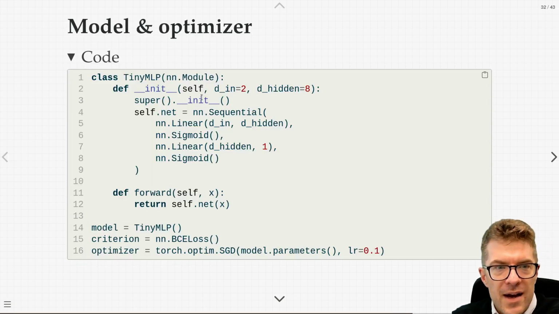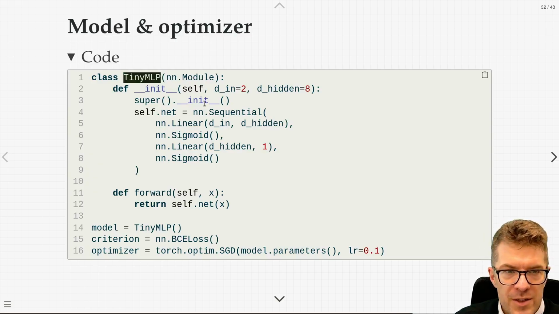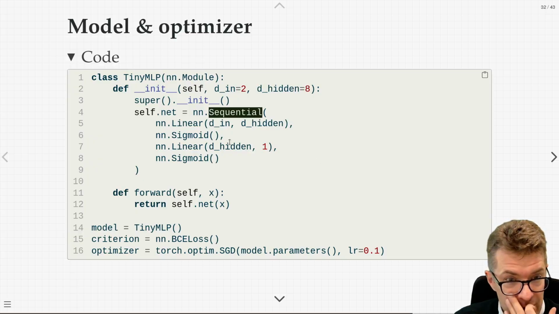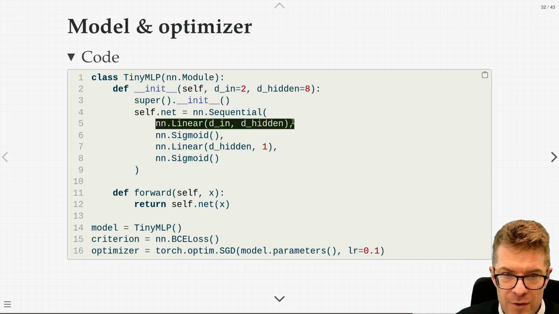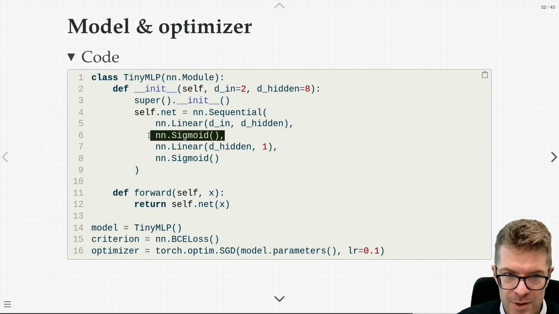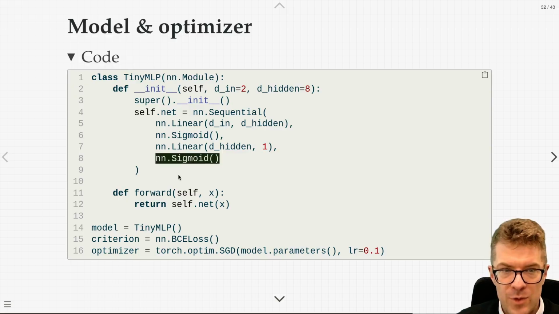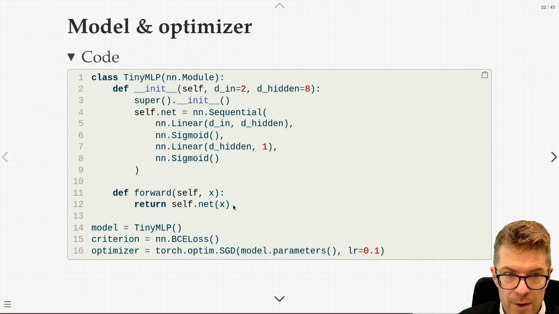So this is what a tiny multi-layer perceptron looks like in the world of PyTorch. We will have 2-dimensional inputs. We'll have an 8-dimensional hidden vector. We will have a sequence where we have a linear transformation. That linear transformation is then going to be passed through a sigmoid. That sigmoid is then going to be passed through a linear transformation, and then that linear transformation is going to be passed through one more sigmoid, and this will be the output of a forward pass.